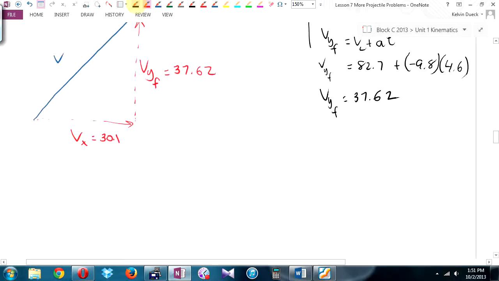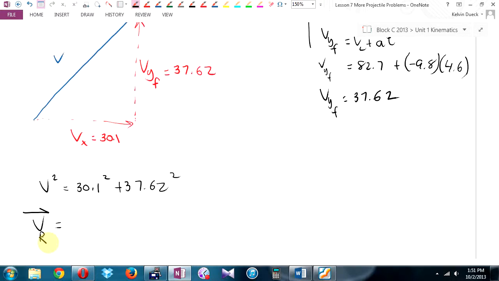Let's go Pythagoras. V squared is going to be 30.1 squared plus 37.62 squared. So V is going to be, I don't want to call this V final because I'm going to have 2 F's. So you'll notice if it's a resultant, I tend to go V with the big vector bar, and that's my way of saying V resultant. Or Johnson, if you want to, you could call it V capital R for resultant or something. I'm just reluctant to put an F because I'll get this F mixed up with the other VF, even though technically it is a V final at that moment.